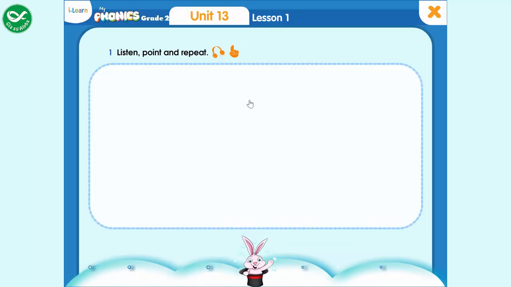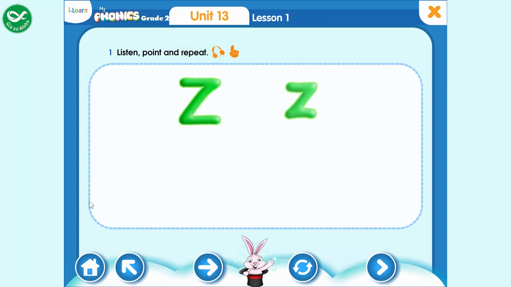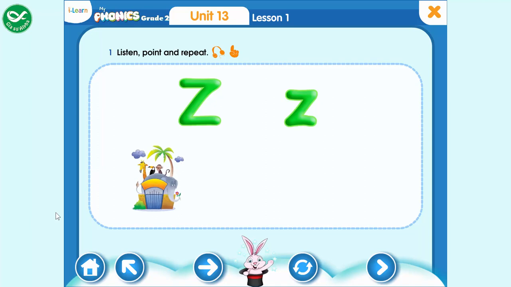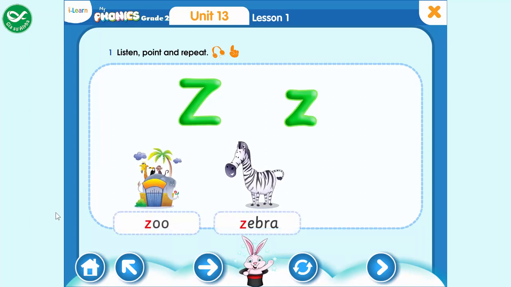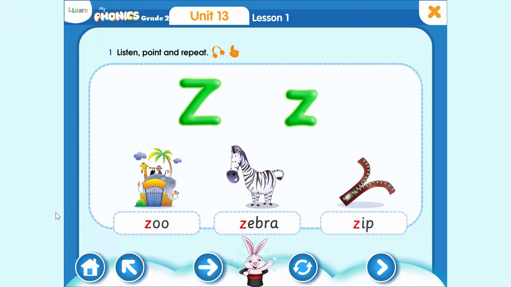This is the letter Z. The letter Z makes the Z sound. Zoo. Zebra. Zip. Zoo. Zebra. Zip. Zoo. Zebra. Zip.